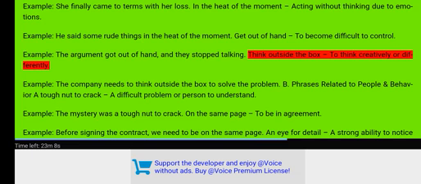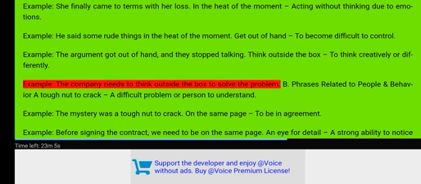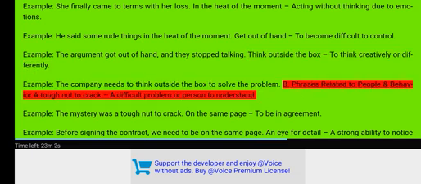Think outside the box, to think creatively or differently. Example, the company needs to think outside the box to solve the problem. B. Phrases related to people and behavior.